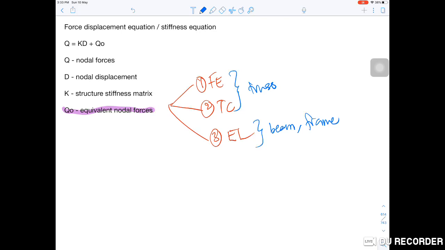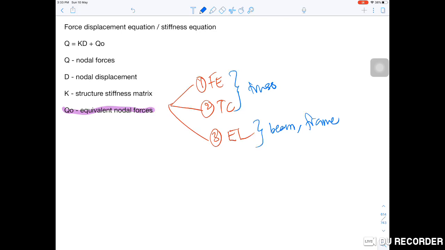Nodal force means force that is subjected directly at nodes, that is called nodal force. Nodal displacement means displacement that occurs at nodes, that is nodal displacement. However, when we look at the equivalent nodal forces, it is about member, it is not about node.